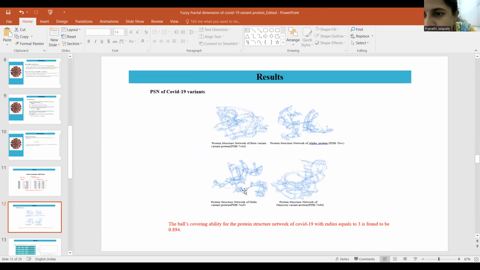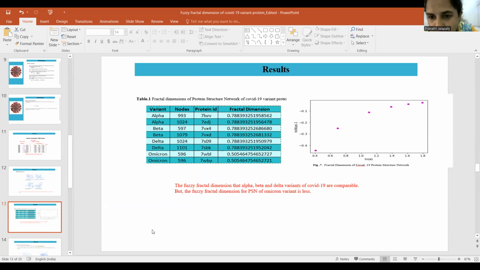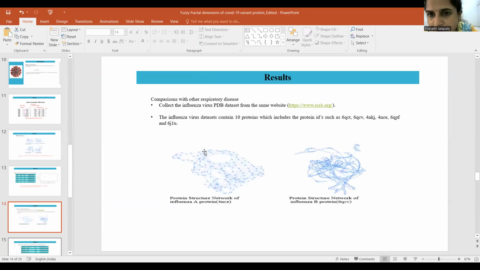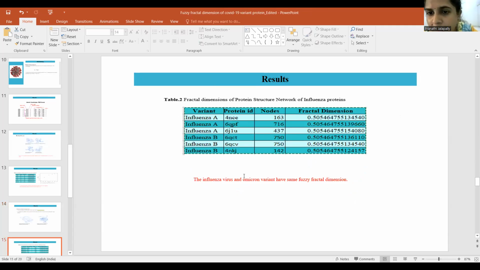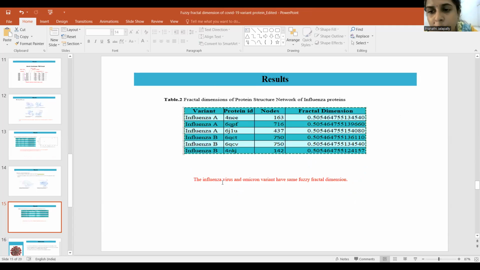The PSN networks of the beta variant, alpha variant, delta variant, and the Omicron variant look like this. The ball covering ability for the protein structure network of COVID-19 of radius 3 was found to be 0.894. Then coming to the fuzzy fractal dimension, alpha, beta, delta of COVID-19 are comparable, whereas the Omicron variant was a little less compared to other variants. We also compared with another respiratory disease, the influenza virus. The dataset was collected from the same website. This is the protein structure of the influenza A protein and B protein. The fractal dimension that we calculated was found to be the same for the influenza virus and the Omicron.